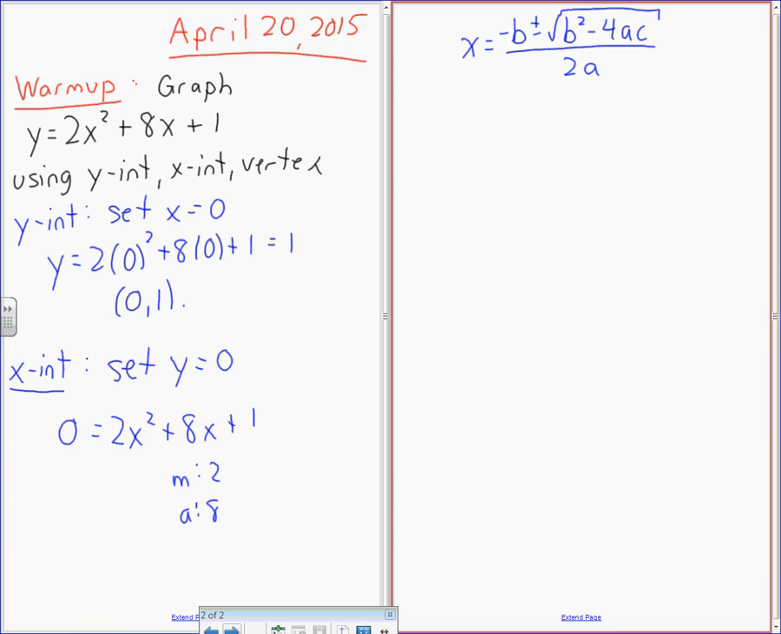Now, as she says that, please remember on the last test, I think everyone had this memorized, and that's good. Hopefully, you haven't forgotten it in a week. If you have, I'm sorry. Okay. Derek, can you give me the A, the B, and the C, please? A is 2, B is 8, and C is 1. Great.